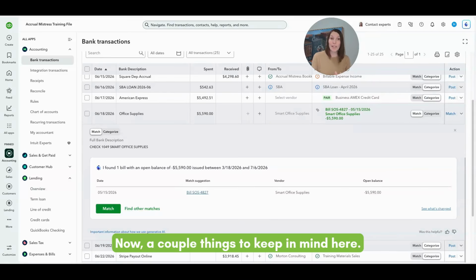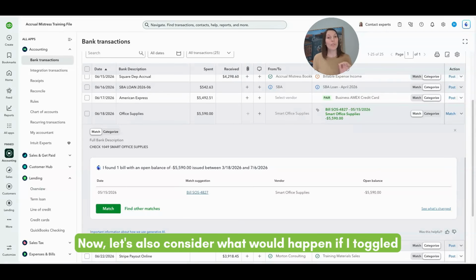Now, a couple things to keep in mind here. First, this is a very clean-cut example. I have a bill and a payment, and they both match up exactly. So QuickBooks offers it up as a match. But things can go a little bit awry if it isn't a high confidence match like this one.